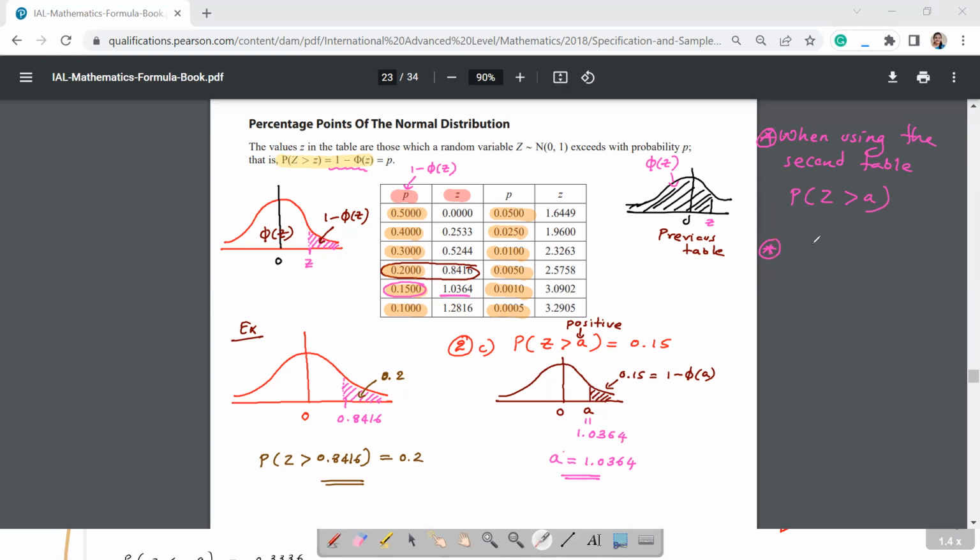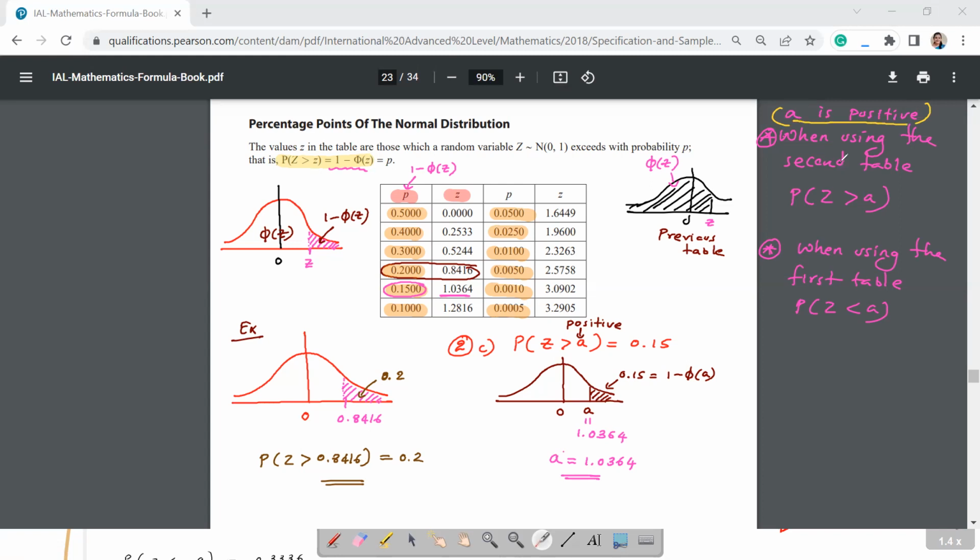But if you are using the first table, the format is to keep probability Z is smaller than. The first table is to find the area behind. The second table is to find the area in front. In both the cases, A should be positive. All of these are working if A is positive. So that is important. A has to be positive.